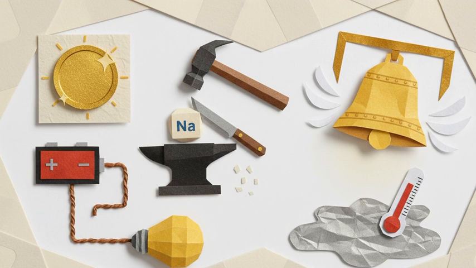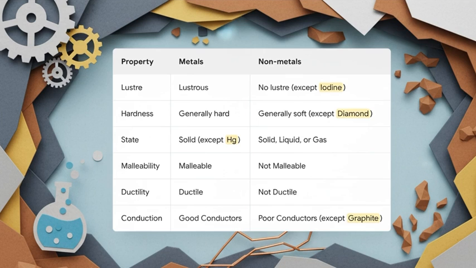That sound a bell makes when it rings? That's because metals are sonorous. And finally, they're all solid at room temperature, except for our famous little rule breaker, mercury. Remember these exceptions, they are absolute gold for exams. So, here's a handy side-by-side that makes it all super clear.